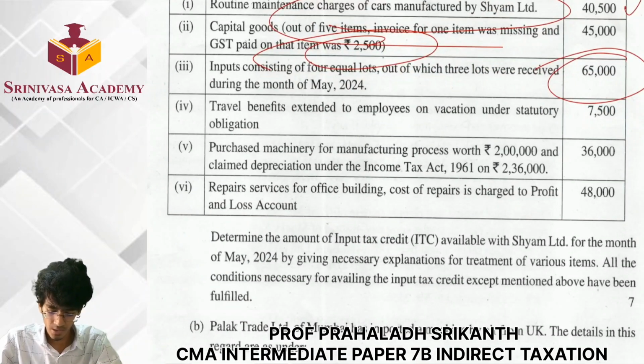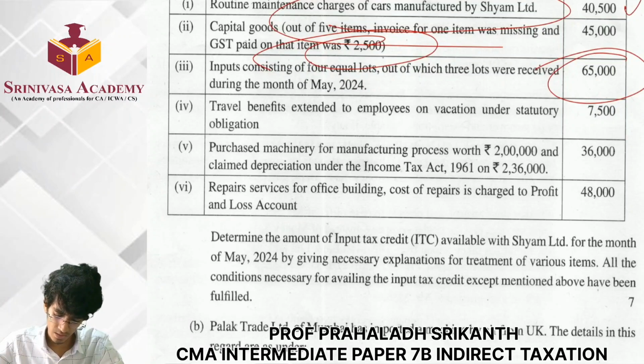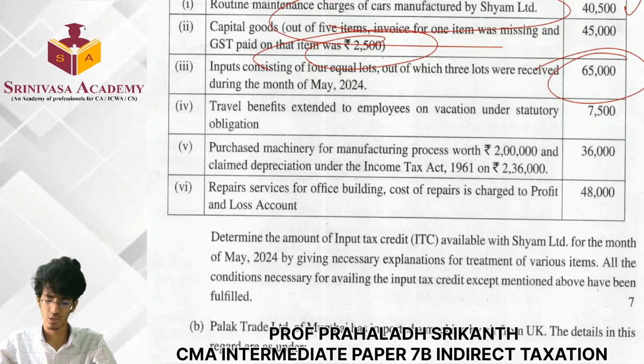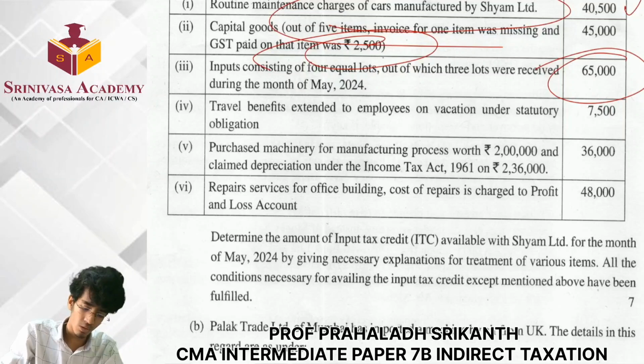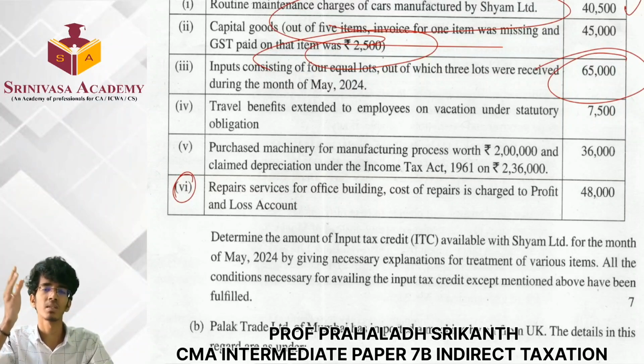Next, repair services for office building, cost of repairs is charged to P&L. This is a very tricky point. What is the tricky point? This is covered under section 17, subsection 5, blocked credits. Works contract services which are not capitalized will be available for ITC, as per section 17, subsection 5.